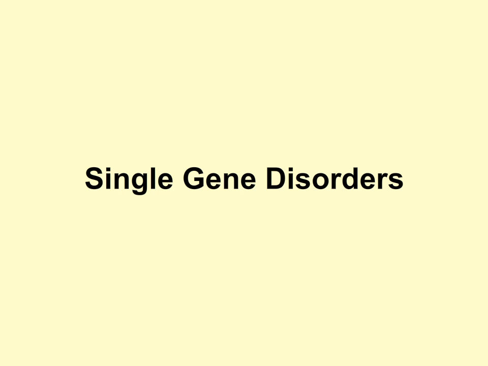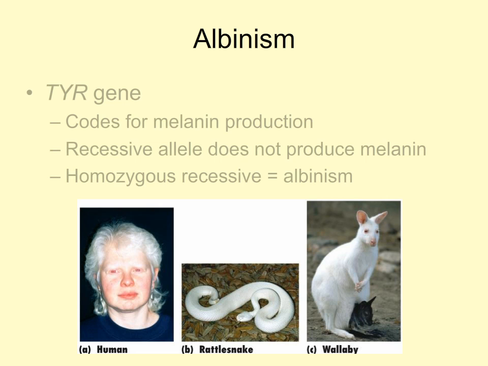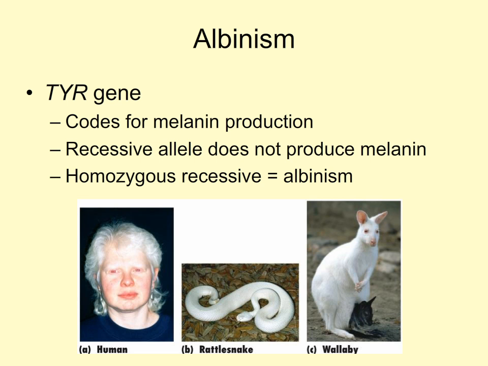When mutations occur, gene disorders can arise. Some disorders are due to one defective gene. Albinism is due to a mutation in the TYR gene that codes for melanin production. Melanin is the main pigment found in skin. Defective TYR genes do not produce melanin, and if an organism has two recessive copies of the gene, then the skin, hair, and eyes will lack this pigment.